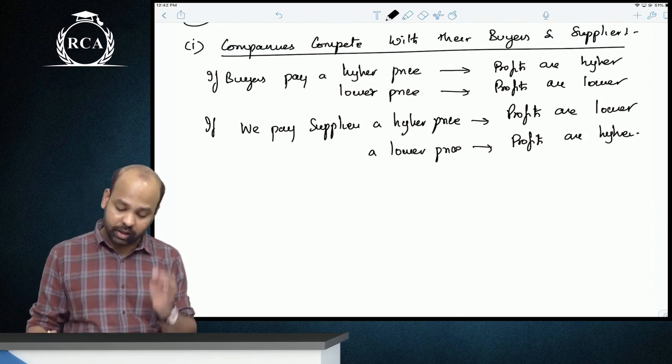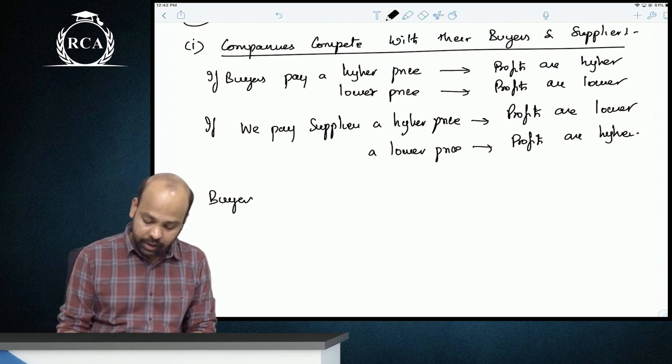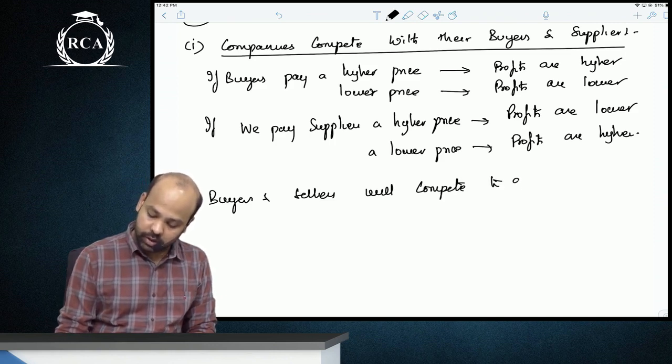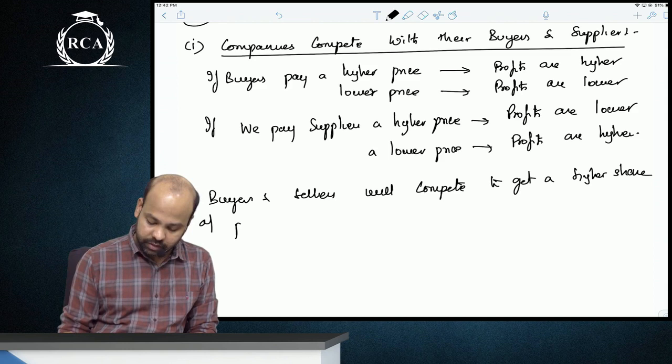We are competing with them. So basically, buyers and sellers will compete to get a higher share of profits.